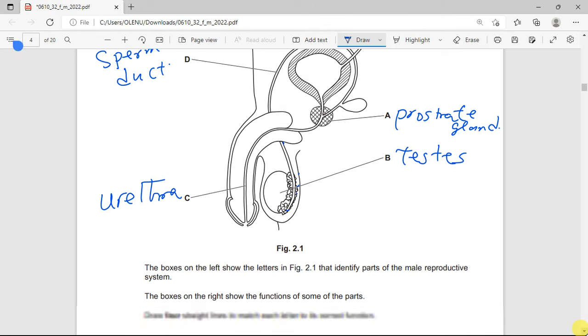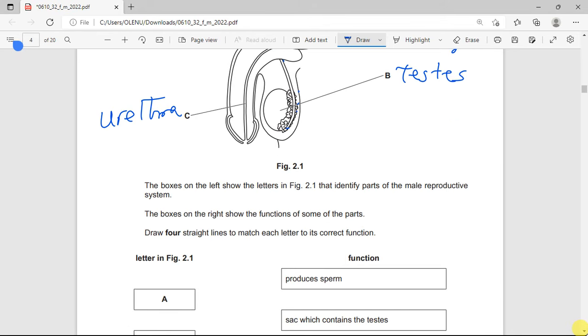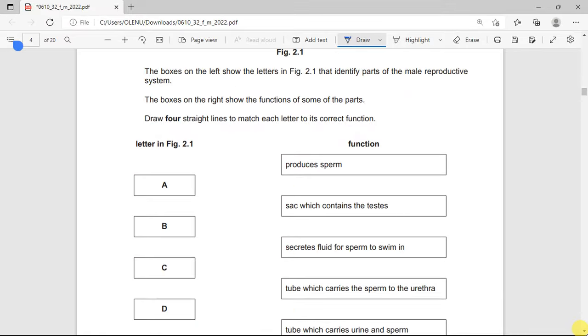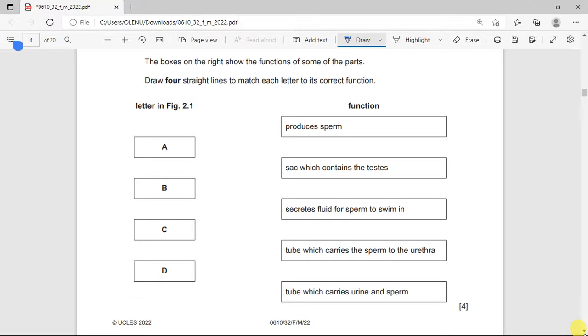So let's see the question now. The boxes on the left show the letters in figure 2.1 that identify the parts of the male reproductive system. The boxes on the right show the function of some of these parts. Draw 4 straight lines to match each letter to its correct function. Now, A is the prostate gland, and the function of the prostate gland is to add fluid to the sperm to make semen. Tube which carries urine, no. Tube which carries sperm, no. Secrete fluid for sperm to swim in, that's the function of the prostate gland.